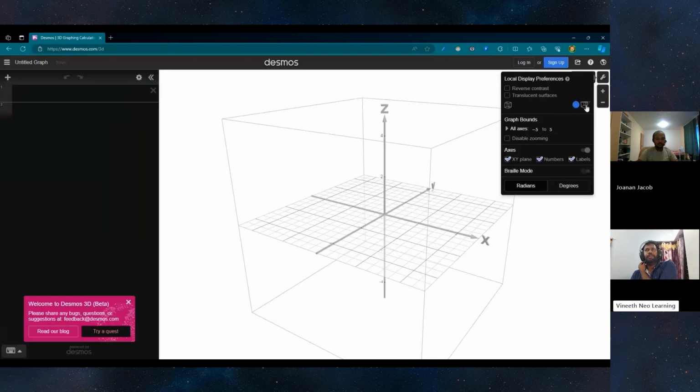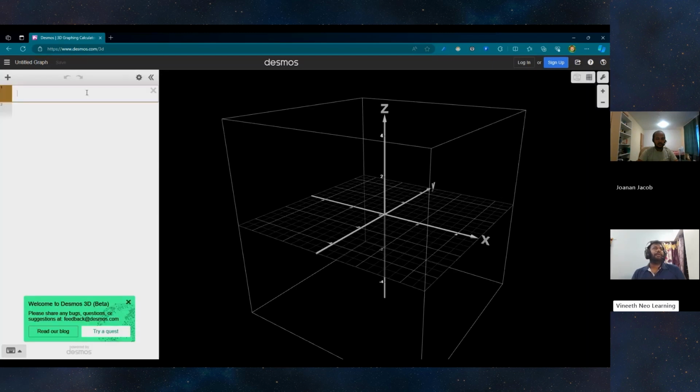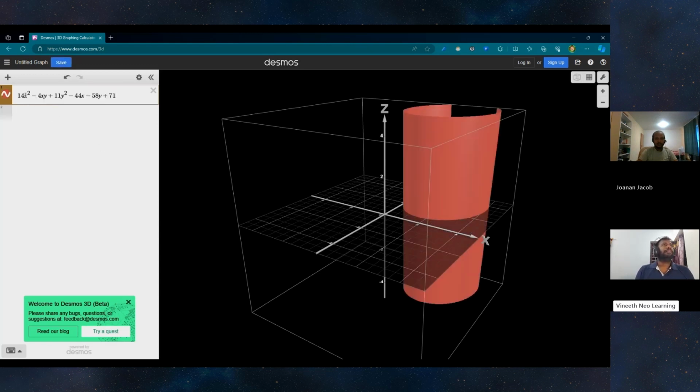Let me put it in perspective and reverse contrast. We can just plug in an arbitrary quadratic value. I have actually typed a value here, so let me copy and paste it. This is just a polynomial in two variables.